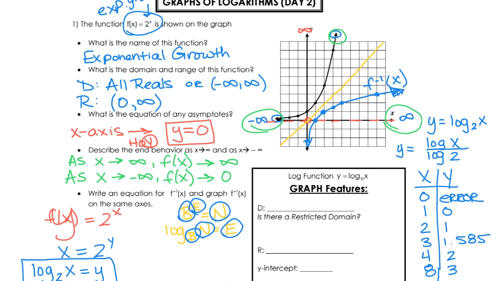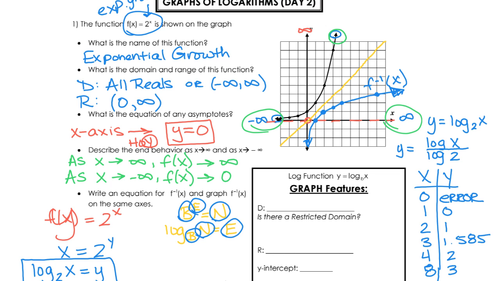It's a reflection over this line. So you can see if you fold your paper along that yellow line, you would have your exponential growth fall right on your log curve, which is its inverse. Now we have to answer some questions about our inverse.